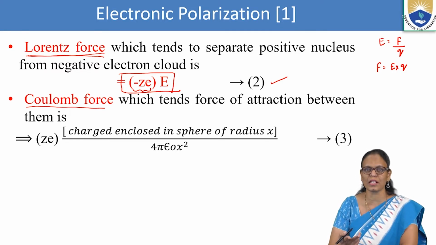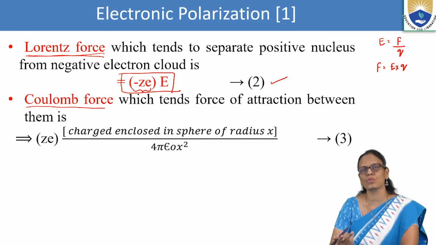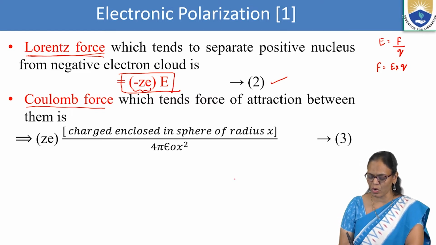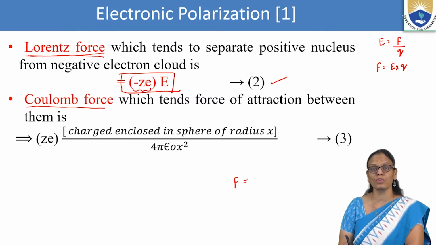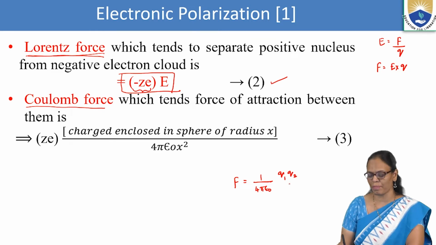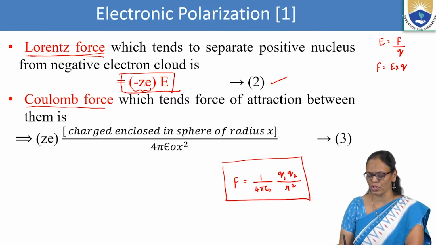If there are two opposite charges, it will be the force of attraction, and if there are similar charges, it will be the force of repulsion. So whenever we are talking about a Coulomb force, the Coulomb force is always directly proportional to the product of the charges and inversely proportional to the square of the distance. So we can write the formula for Coulomb force as F is equal to 1/4 pi epsilon naught into Q1 Q2 by r square. So this is the general formula for the Coulomb force. So it is directly proportional to the product of the charges and inversely proportional to the square of the distance.